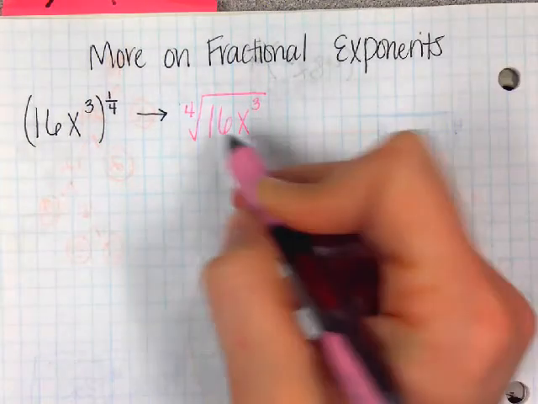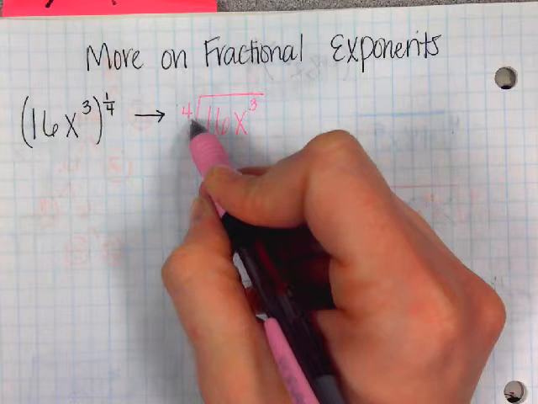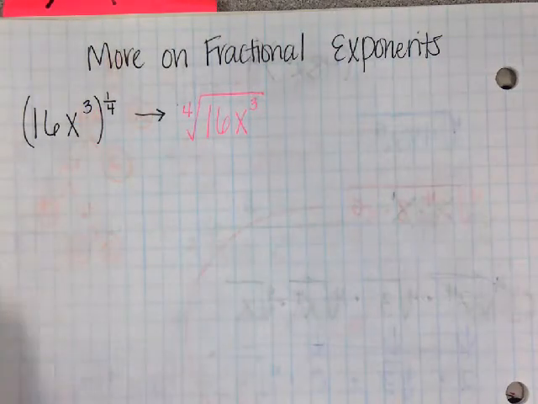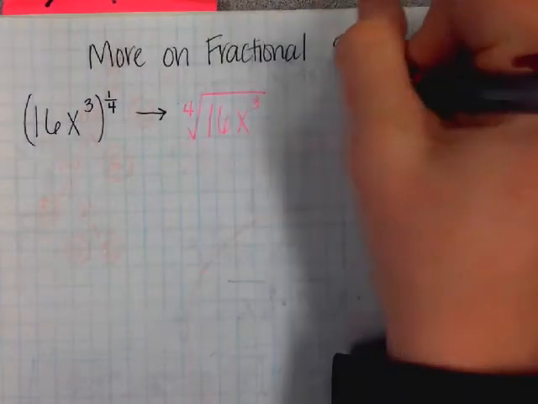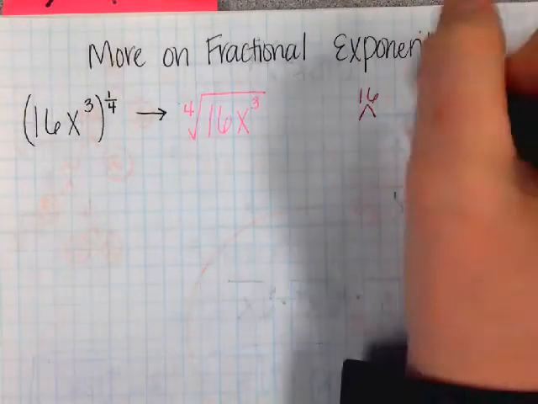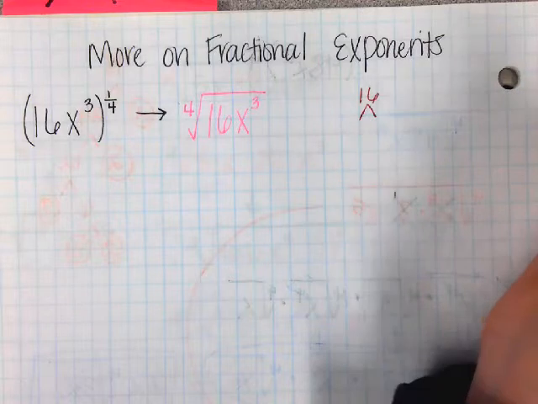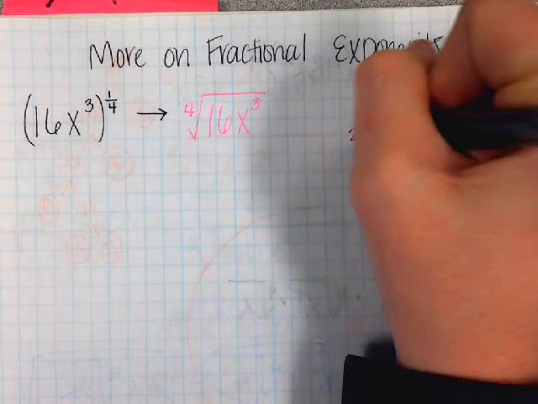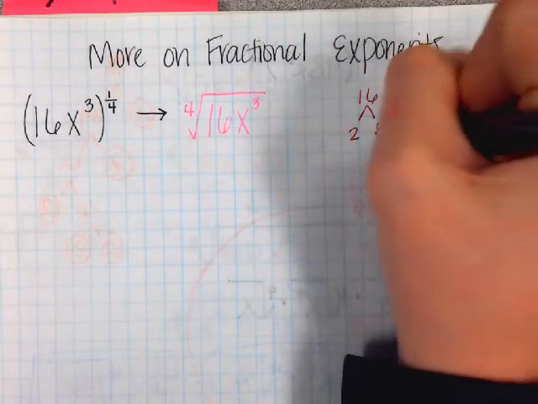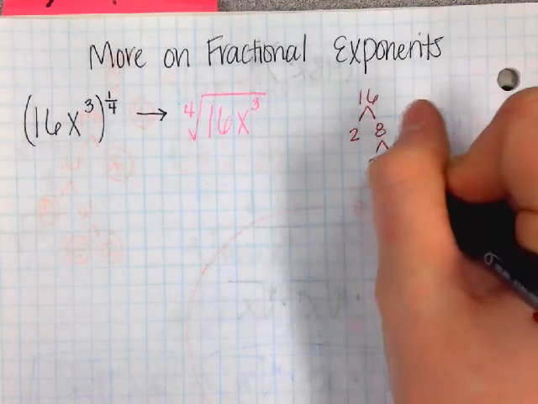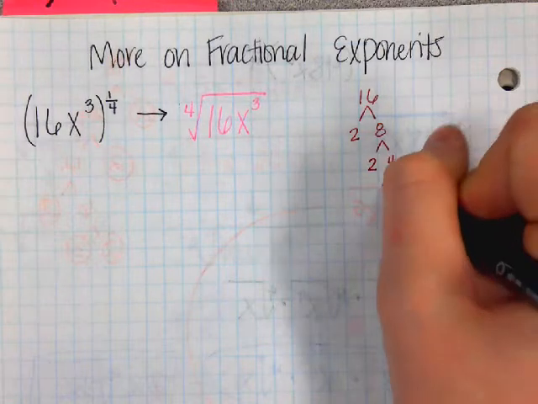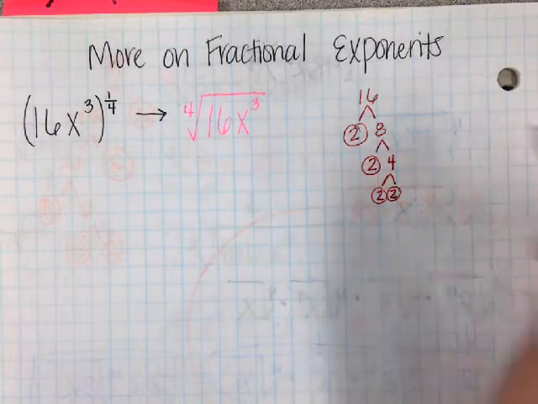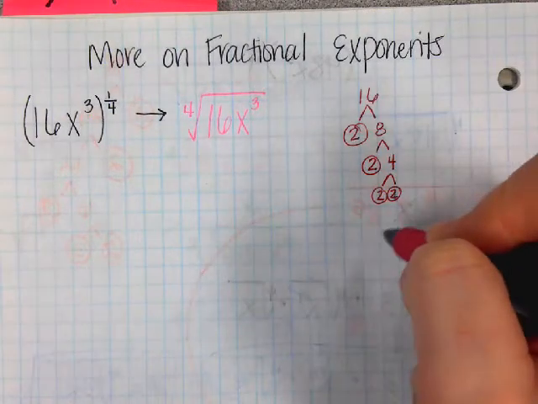And then if we look at that, the 4th root of 16, well, if I want to find the 4th root of 16, then I need to go over here and do the factor tree, just like we've been doing. So 16, remember any combination works. I'm going to do 2 and 8. Then for the 8, I'm going to do 2 and 4, and then 2 and 2. Remember, those don't break down anymore, so those are my factors.